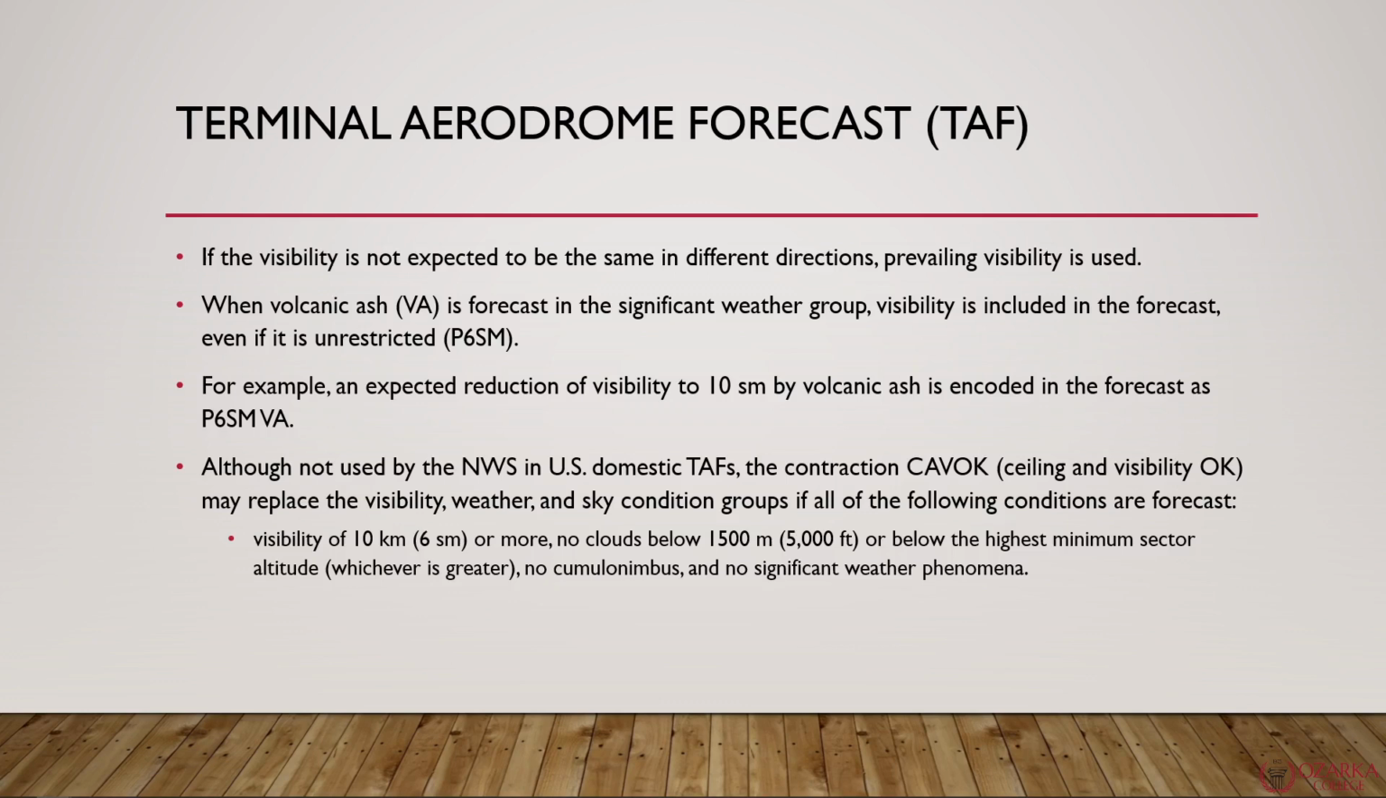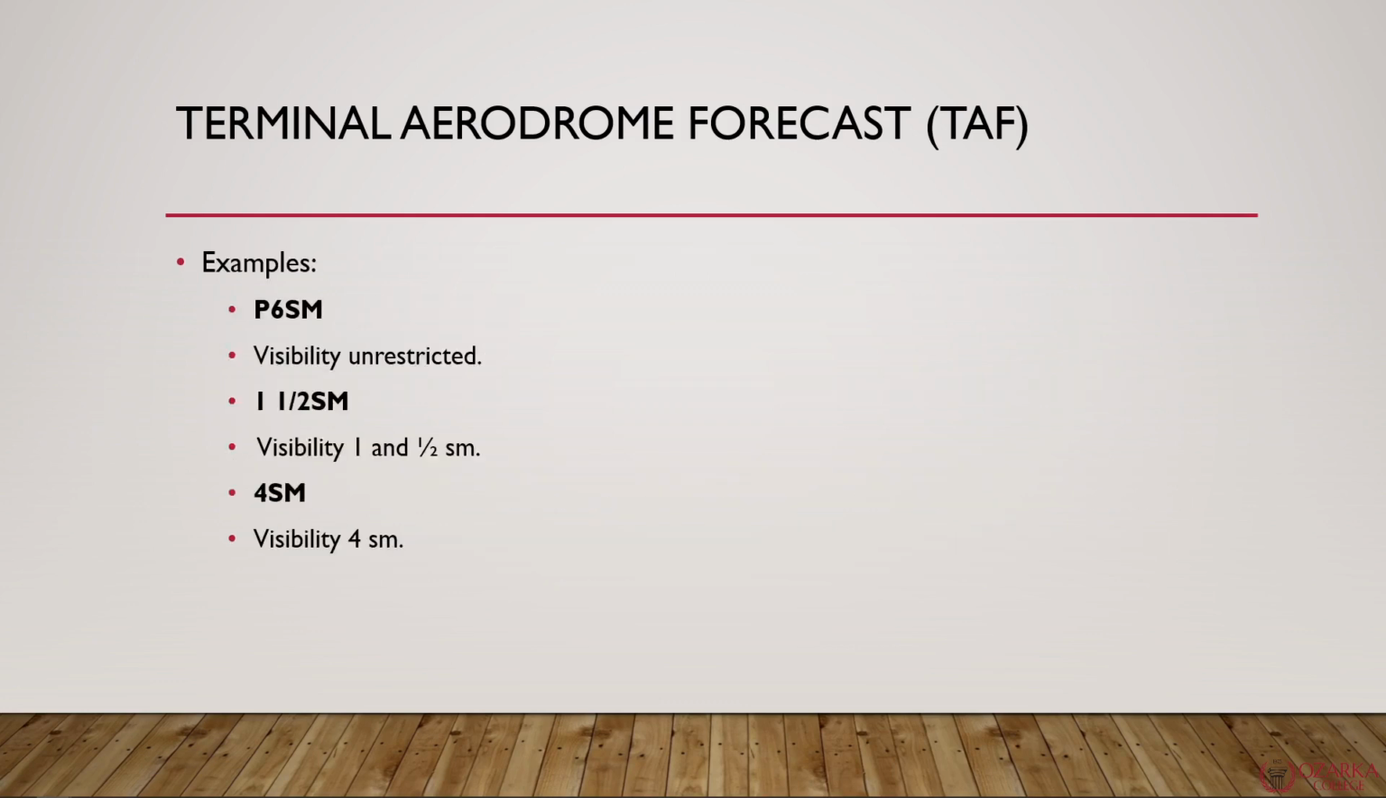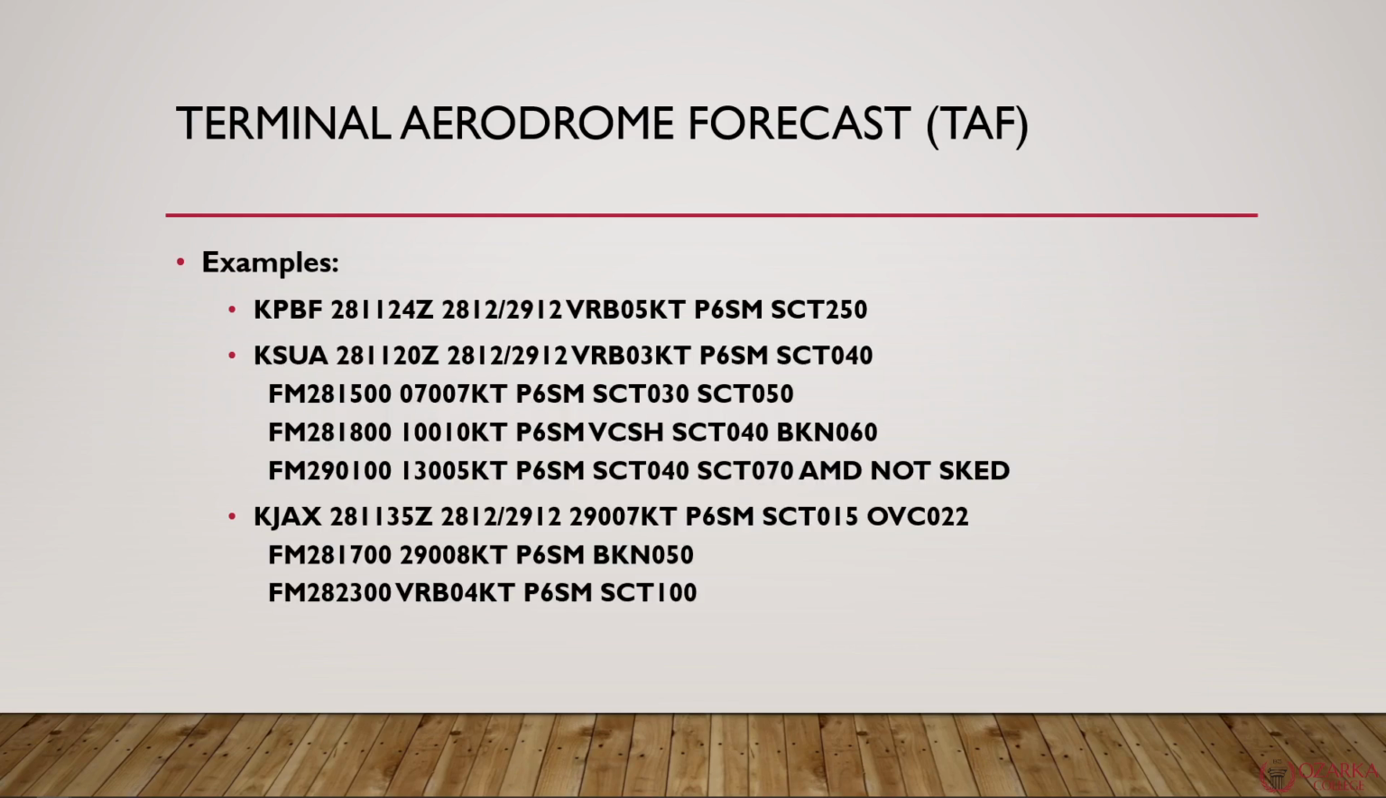So if you ever see that CAVOK, know that it means the ceiling and visibility are okay. So there's again P6SM, that means your visibility is unrestricted. If you see 1/2 SM, that means your visibility is 1.5 statute miles. 4 SM, 4 statute miles. So let's look at some Tafs, all right?